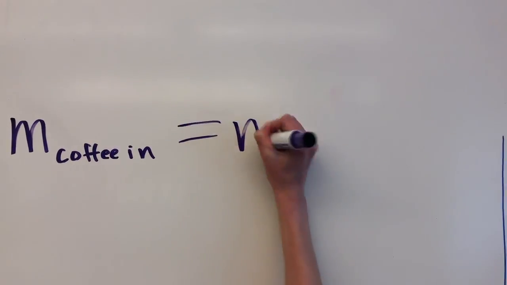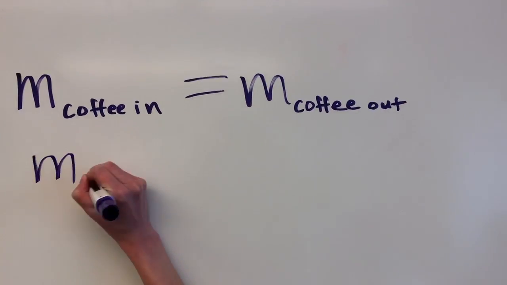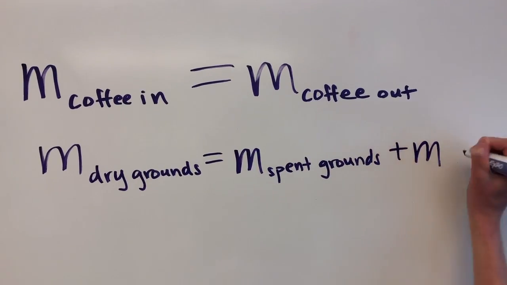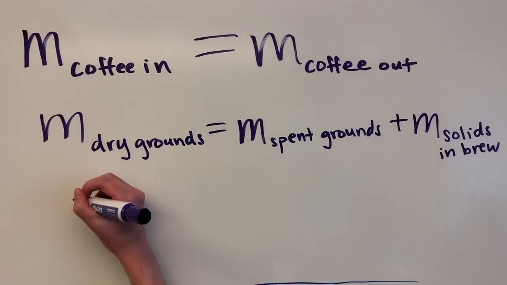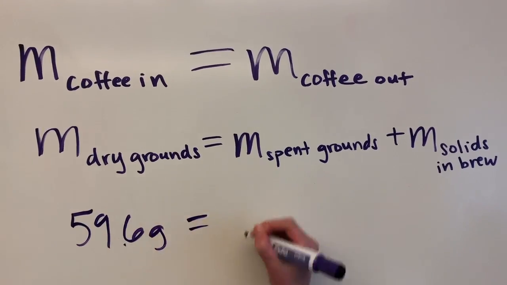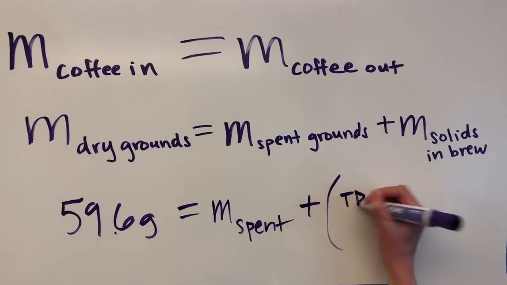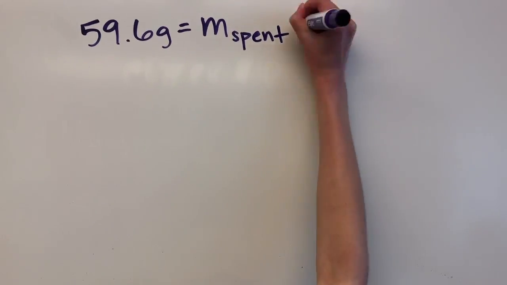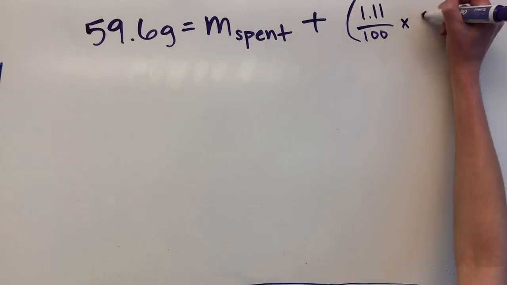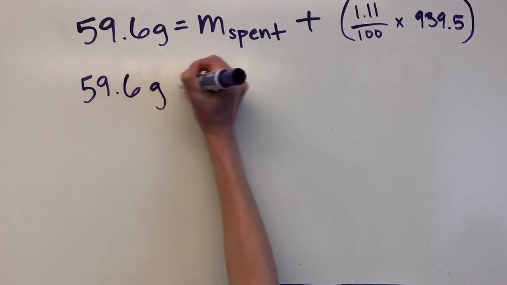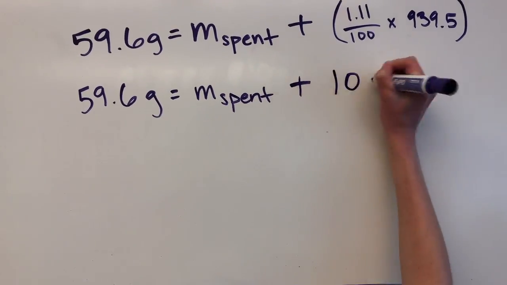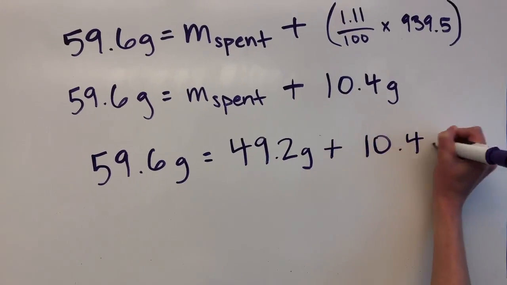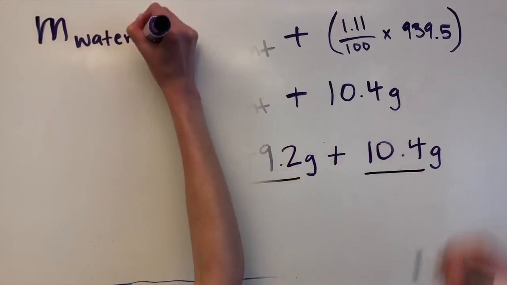Now we'll show how we got these values using mass balance equations. Due to conservation of matter, the mass of dry coffee has to equal the mass of spent grounds and solids in the brew combined. We already measured the mass of dry grounds. We estimated the mass of solids in the brew by plugging in our measured TDS and total mass of the brew. Using this formula, we determined that 10.4 grams of the grounds ended up in the brew. From there, we used simple subtraction and found that there were 49.2 grams of spent grounds.